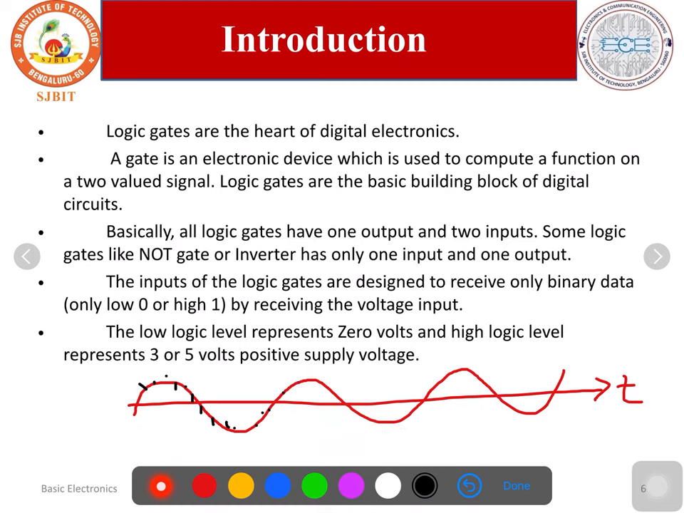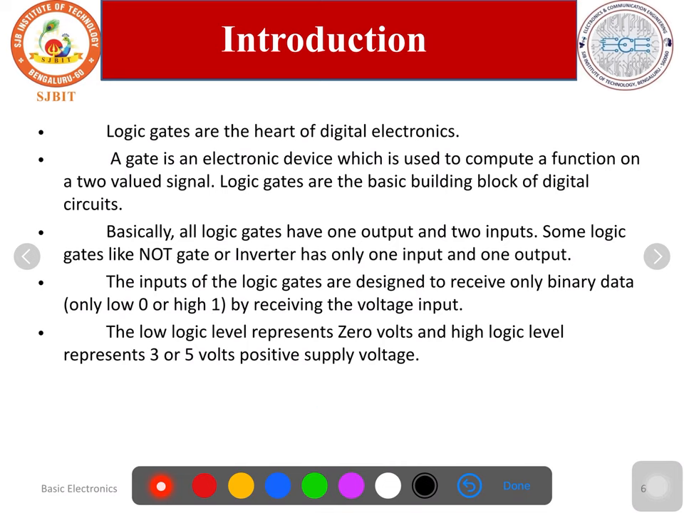The digital signal is discrete in nature. If you consider binary, it consists of 0 and 1. If you consider the decimal number system, it will have from 0 to 9. If you consider the hexadecimal number system, it will have 0 to 9 and A to F. If you consider the octal number system, it consists of 0 to 7. So this is digital electronics.